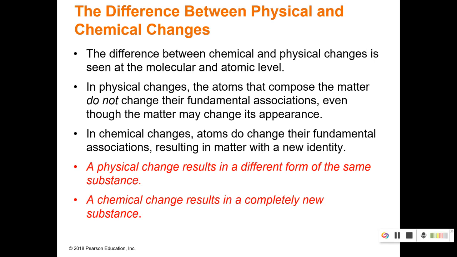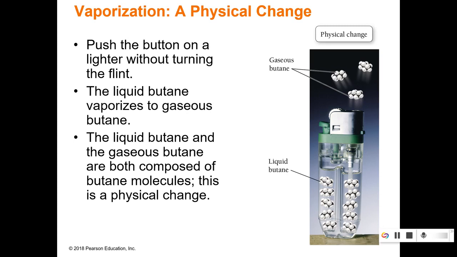So physical changes are a different form of the same substance. So their size may change, their state of matter may change, things like that. A chemical change, on the other hand, results in a completely new substance. Like with rust, we started with iron, and now it is iron oxide. So that's a completely new substance.